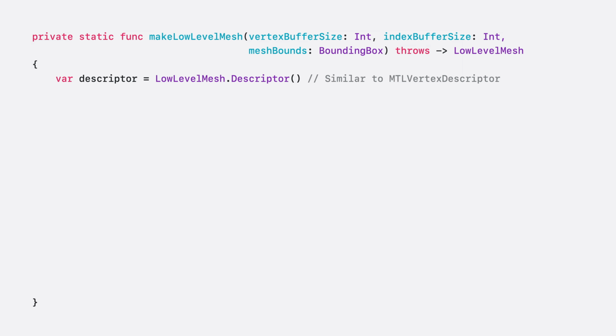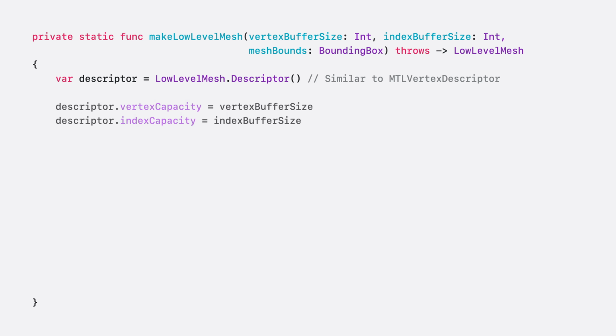Now, we can create the low-level mesh object itself. To do this, I'll create a low-level mesh descriptor. Low-level mesh descriptor is conceptually similar to Metal's MTLVertexDescriptor, but it also contains information that RealityKit needs to ingest your mesh. First, I'll declare the required capacity for the vertex and index buffers. Next, I'll pass along the list of vertex attributes. This is the list I put together on the previous slide.